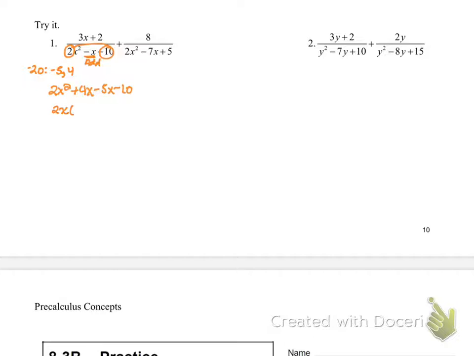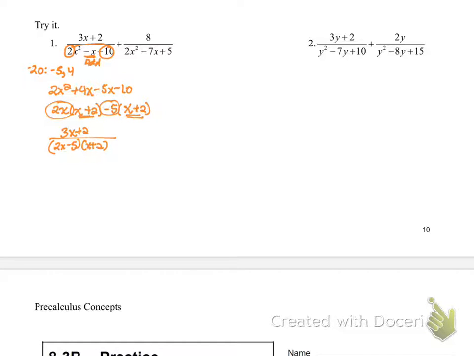Group the first two. Take out a 2x. You're left with x plus 2. Take out a negative 5. You're left with x plus 2. These parentheses match, which they should. And this stuff on the outside is your other parentheses. So if I rewrite that first fraction, I now have 3x plus 2 over 2x minus 5, x plus 2.